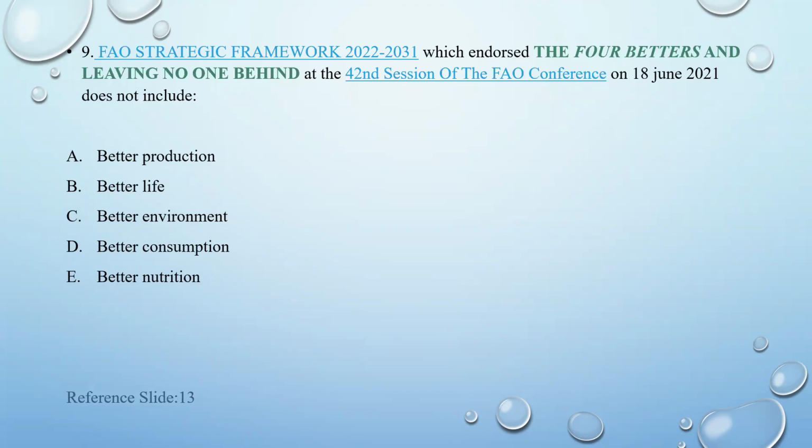The next MCQ is, the FAO Strategic Framework 2022-2031 was endorsed at the 42nd session of the FAO Conference, with the four betters and leaving no one behind. It does not include A, better production, B, better life, C, better environment, D, better consumption, E, better nutrition. Better consumption. D.